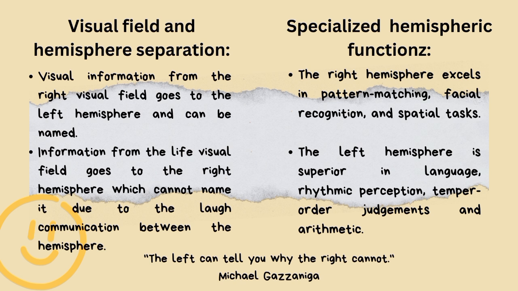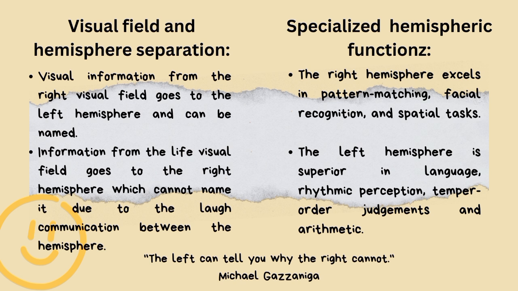Basically, they may not be able to name objects in the left visual field, even though they can recognize them. Okay, hope you get it. And the other one is specialized hemispheric functions. Each hemisphere of the brain has special strengths that help with different tasks.